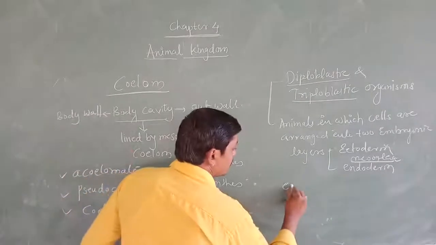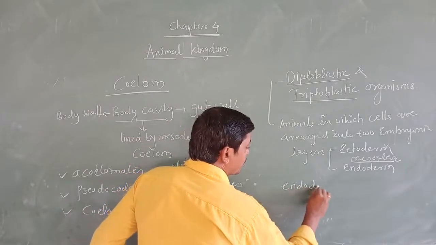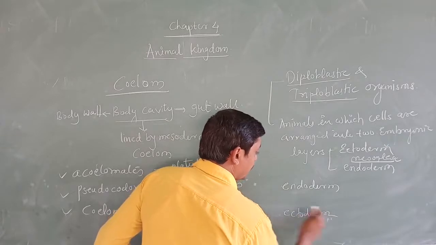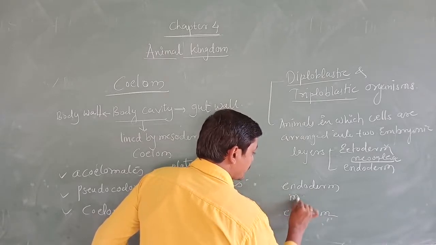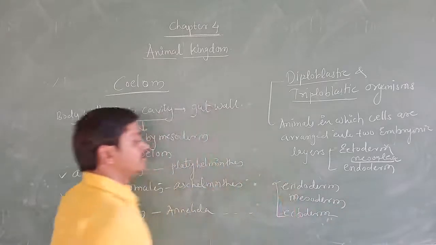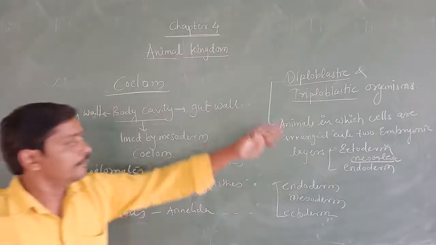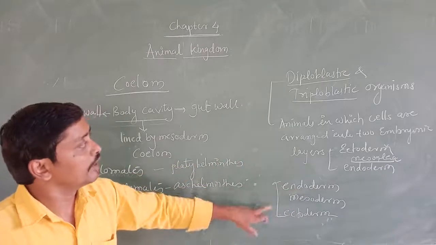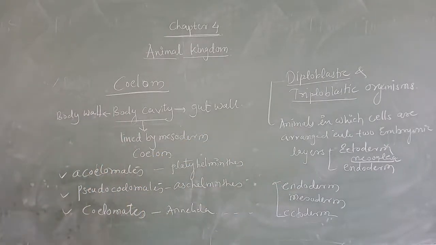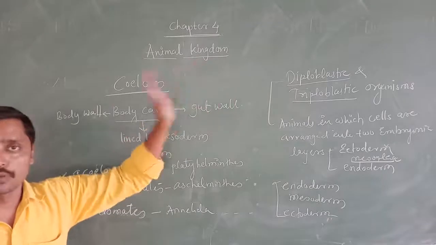In the sense, endoderm, ectoderm, and in between this, mesoderm. And if these three layers are there during the embryonic development, such animals are called triploblastic animals. From platyhelminths to chordates, all are triploblastic animals.